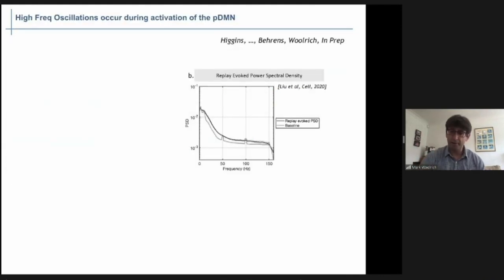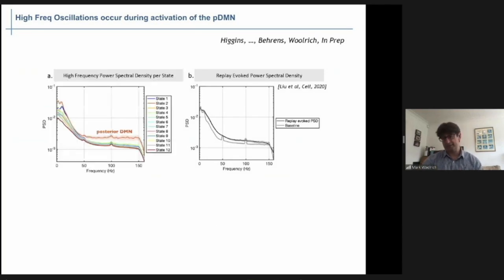In the Liu paper, one of the interesting findings that was quite tantalizing was that if you looked at the activity around the replay events without the HMM, they observed there was particularly heightened amounts of power in the high frequency range, so between 100 and 150 hertz. And this raised the possibility this could be linked to the sharp wave ripple events that occur in hippocampal recordings.